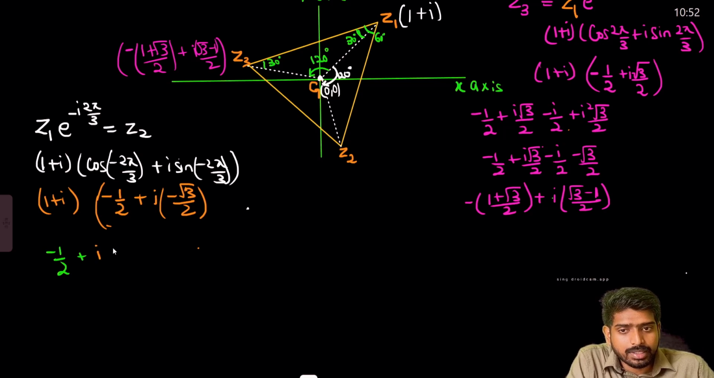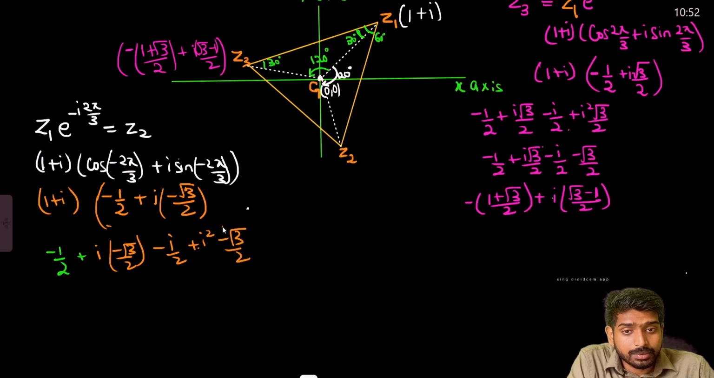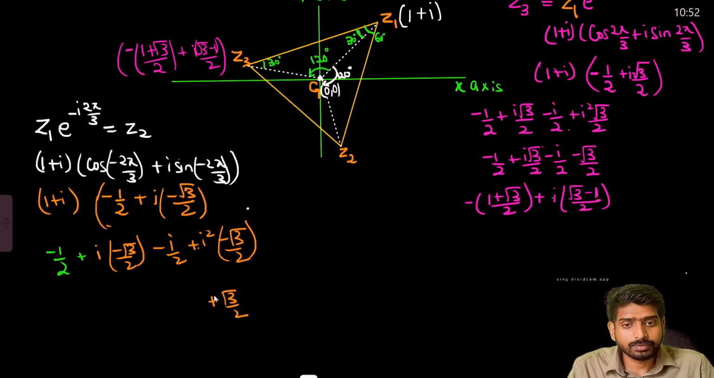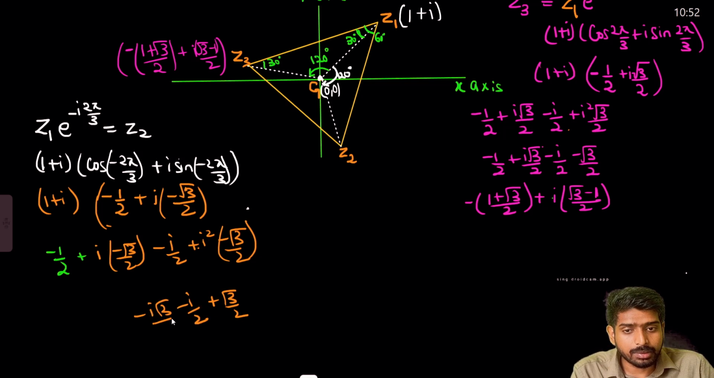Next, I'll multiply this. So I'll get iota root 3 by 2 minus root 3 by 2. Next, iota I'll multiply. So here I'll get minus iota by 2 plus iota square minus root 3 by 2. So iota square is minus 1, so minus into minus plus. So here I'll get plus root 3 by 2 minus iota by 2. And here I also get minus iota root 3 by 2 plus minus 1 by 2.